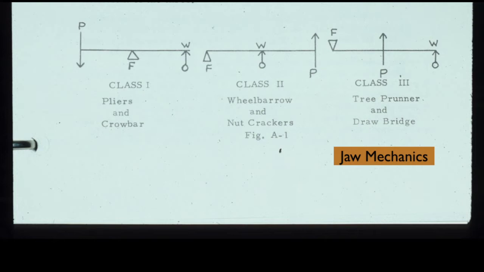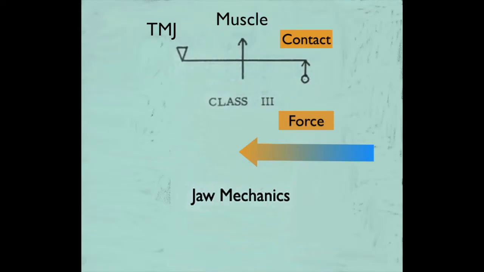In these diagrams, P is the power or the muscles, F is the fulcrum, either the joint or a tooth, W is where the work is accomplished, in other words, where the chewing takes place. The human jaw is almost always a Class 3 system. As the contact between teeth moves closer to the muscles, greater force is applied to those teeth with the same muscular effort. Maybe this is why molars are more vulnerable than premolars.